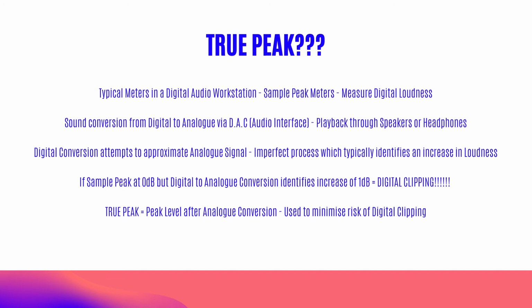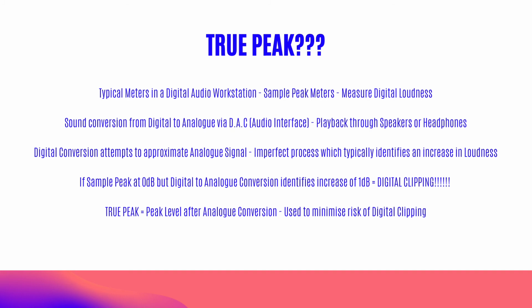If I use a sample peak meter and master the track so that a sample peak level is no higher than 0 dB, then as far as we are concerned, no clipping has occurred. But a sample peak meter does not take into account the full conversion to analog. So if this conversion identifies an increase in volume of 1 decibel or 1 LU when converted to analog, then the signal is clipping as it's trying to go above the digital ceiling by 1 LU, and digital clipping will occur.